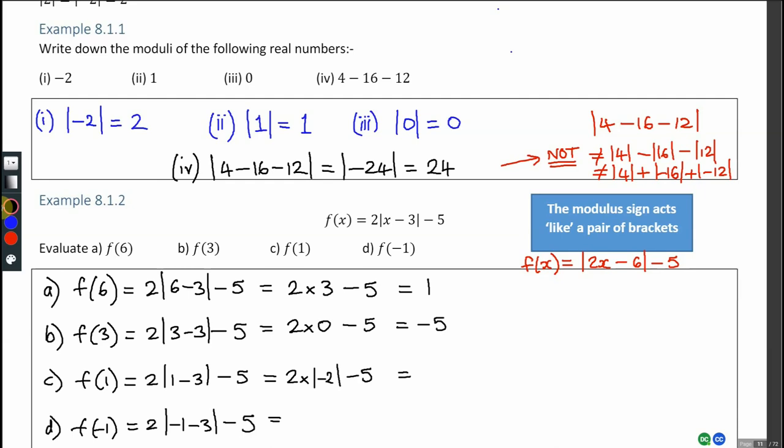I'm just going to put an extra step in for this one. So 2 times the modulus of -2. Well, the modulus of -2, I hope we know now, is 2. So this is 2 times 2, and then take away 5. So that's -1. On part D, we have 2 times the modulus of -4, and then take away 5. So that's 2 multiplied by 4, then take away 5, which is 3.